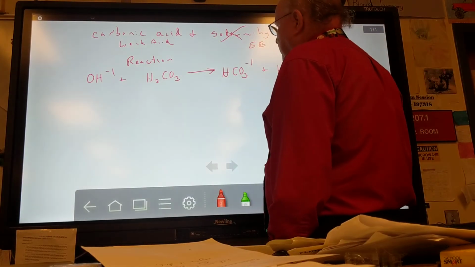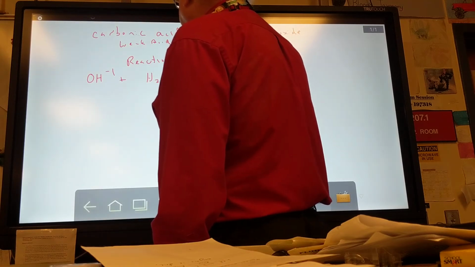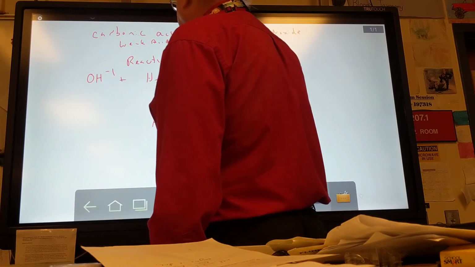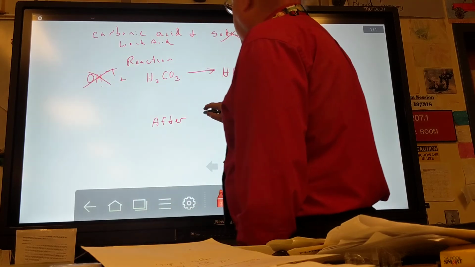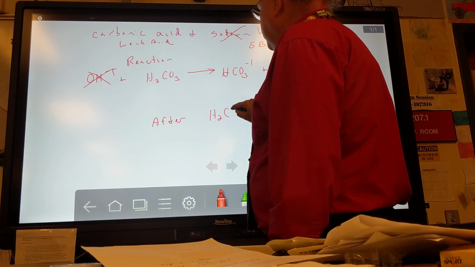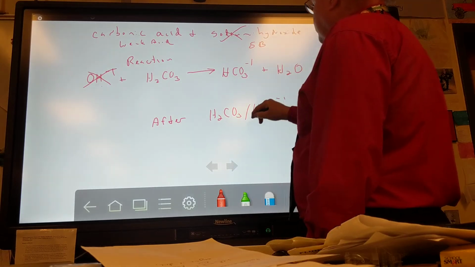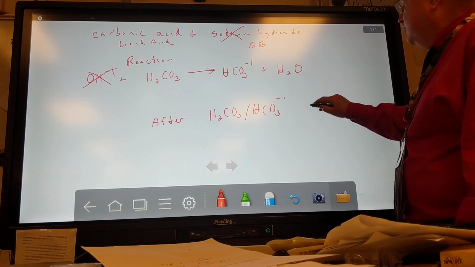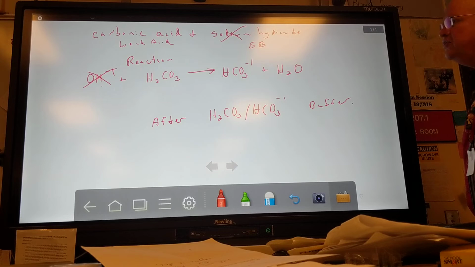So in this case, at the end of the reaction, the hydroxide would go down to 0, and I would have H2CO3 and its conjugate, HCO3. So by a reaction, this would produce a buffer. And that's why it was a bad example.